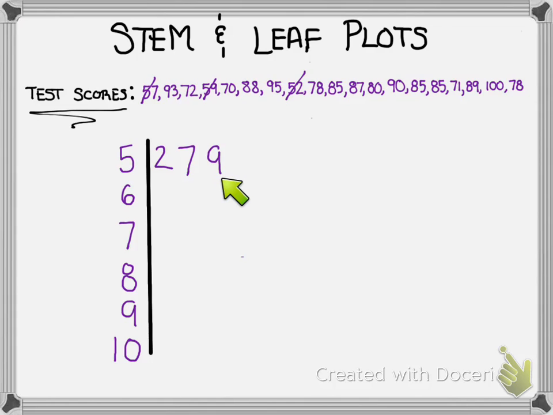That's why we always make sure our leaf is only one digit, so that we know every single thing over here represents a new data point. Now on to the 60s. I look across my data, and it turns out I don't have any numbers in the 60s.